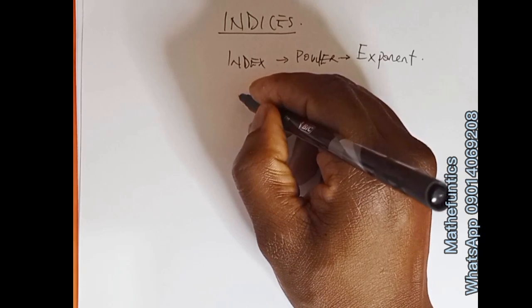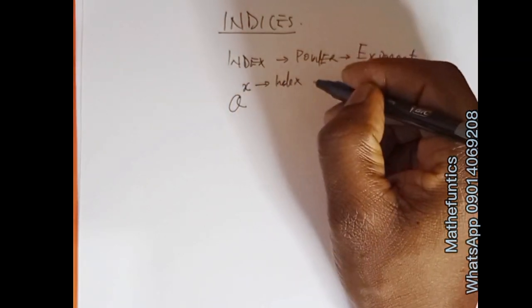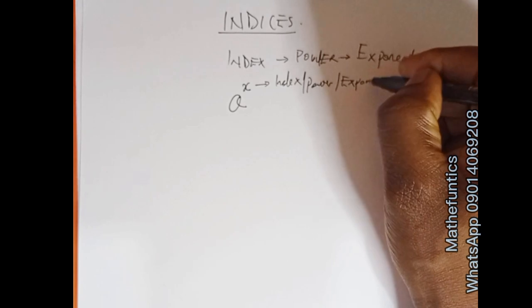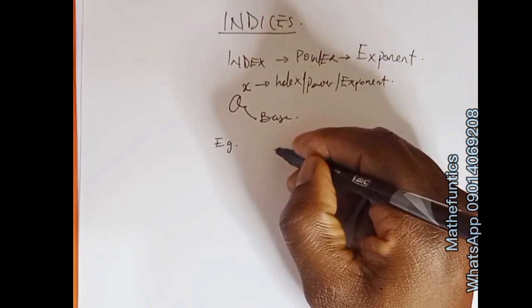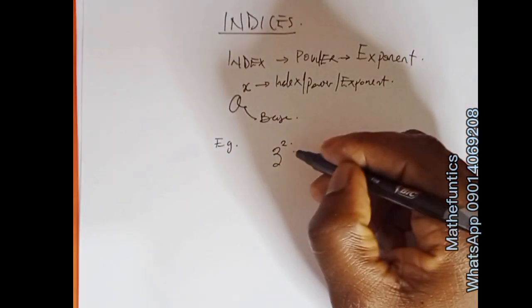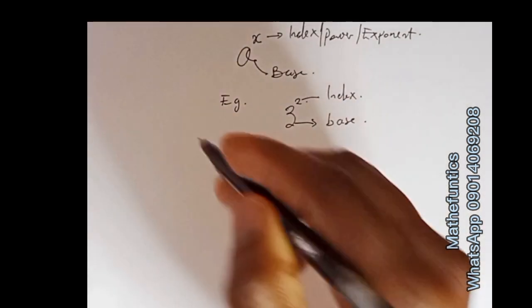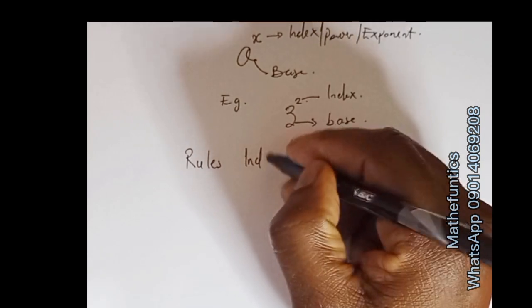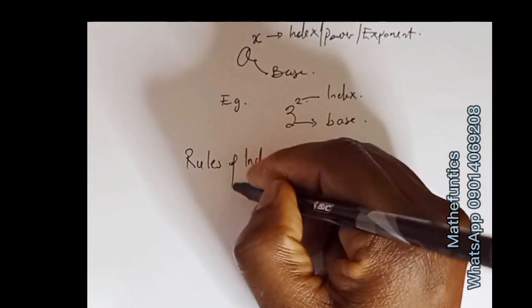So if I have a number a raised to x, this is the index or power or exponent, while this is the base. So for example, I have 3 raised to power 2. So this 2 is the index and then 3 is the base. So we have basic rules that guide the operation on indices, index algebra, rules of indices.